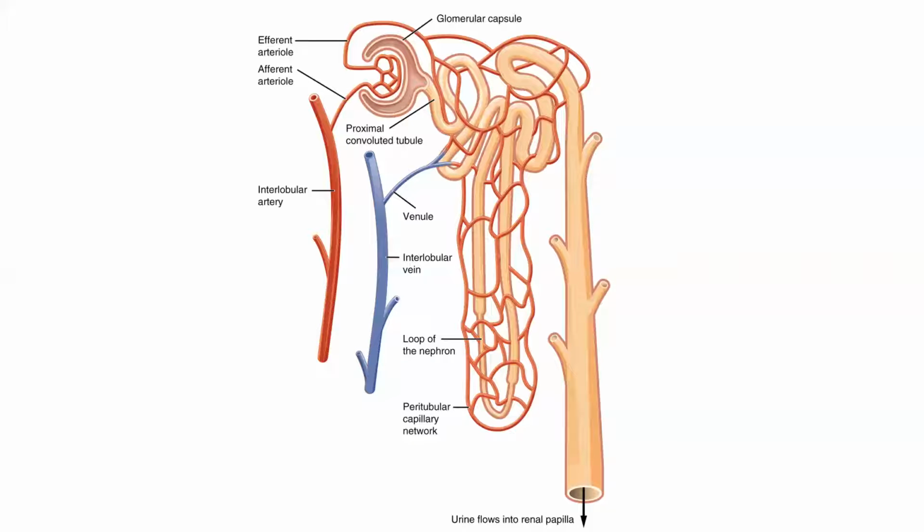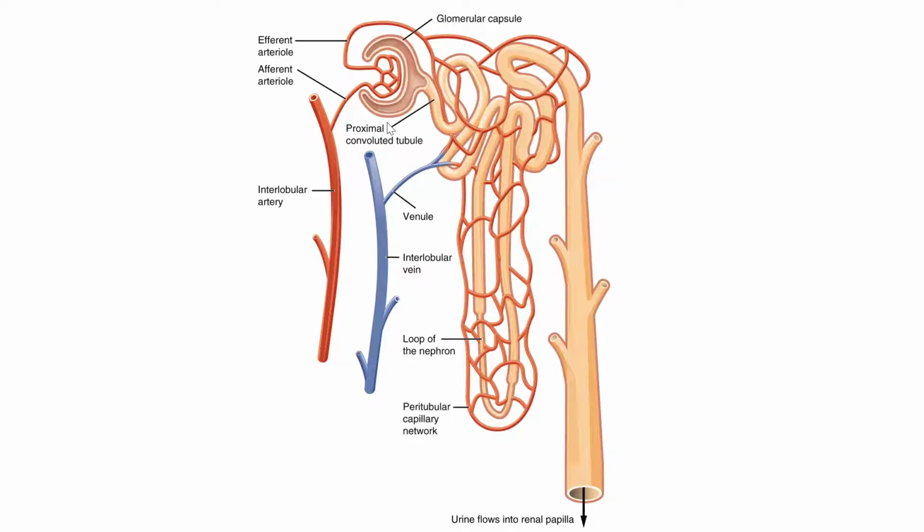Before I talk about the blood vessels of the kidney, I want to introduce the nephron to you. The nephron is the functional and structural unit of our kidneys. The nephron is responsible for making urine for us. And in this picture, you can see the structure of nephron.